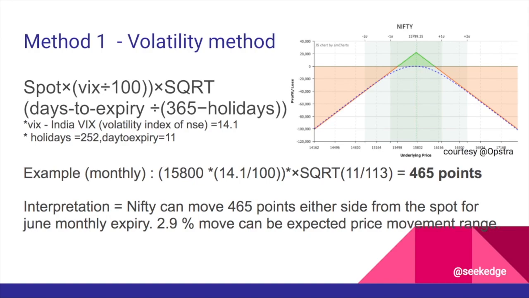So for example, if you take 15,800 as the spot price for NIFTY, and 14.1 as the volatility, assuming that's the current VIX, and you put the values into the formula, 113 is coming because 365 minus 252 is taken as the holidays. So we get 465 points as the approximate price movement that could happen for this expiry if we take the position today. So Nifty can move 465 points either side from the spot for the June month expiry. So a 2.33% move can be expected as the price range.